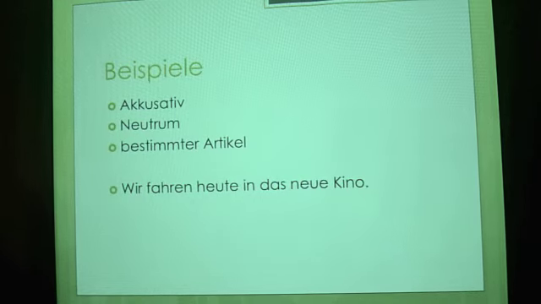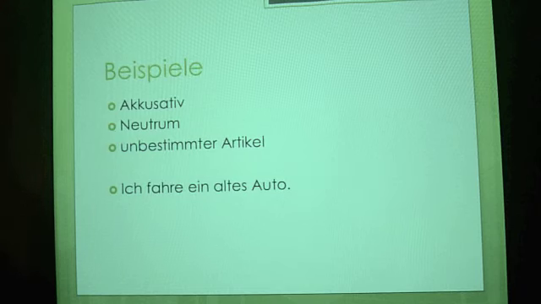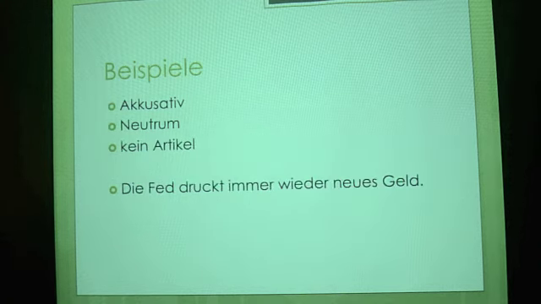In neuter, definite article, wir fahren heute in das neue Kino. You have the strong ending in the article itself. You take a weak E as the adjective ending. However, if you have an indefinite article, then you put the strong ending in the adjective. Ich fahre ein altes Auto. Die Fed druckt immer wieder neues Geld.